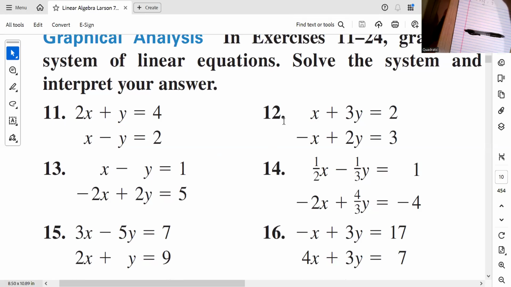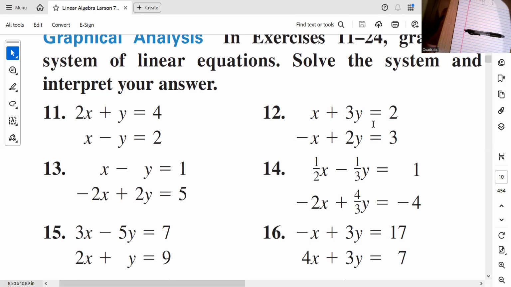Hi, everybody. We're going to do problem number 12 right now. This is section 1.1, problem number 12. They want us to graph the system, solve the system, and interpret the answer. This is kind of like what you did in high school. So we're going to graph this.